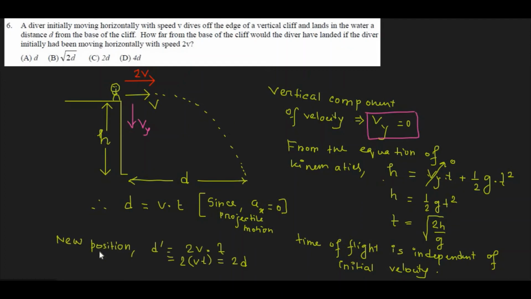Now similarly, if we find out how much it got displaced due to the 2v velocity, for the new position it would be d prime equal to 2v into time t, that is equal to 2 into v into t, which means it can be represented by 2v. So this will be twice of the initial position, like option C.